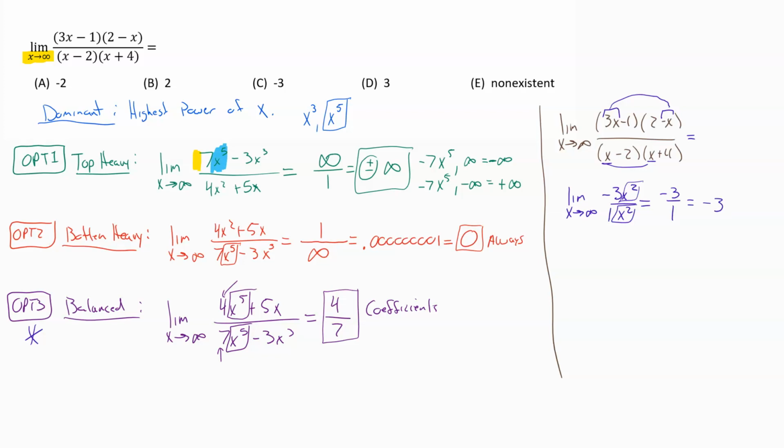So the final answer on something like this says the limit as x heads to infinity of our original equation is that our graph is headed to negative 3, specifically y equals negative 3. So our answer would be right there.